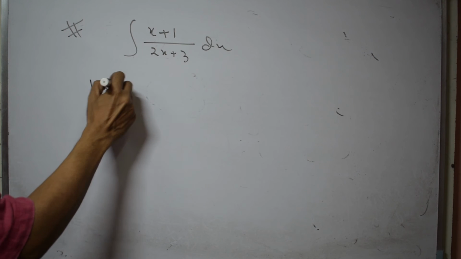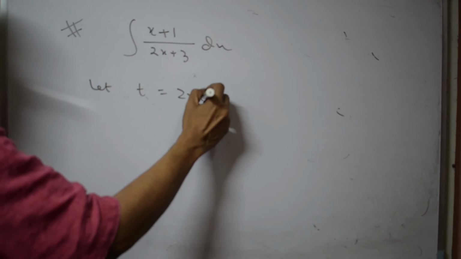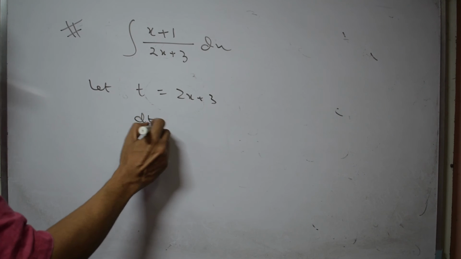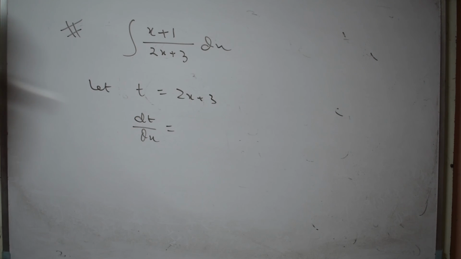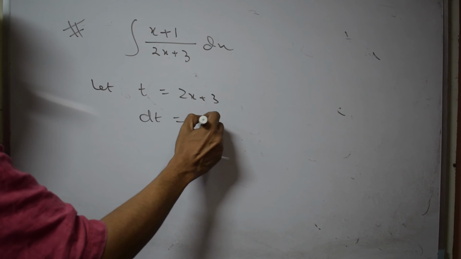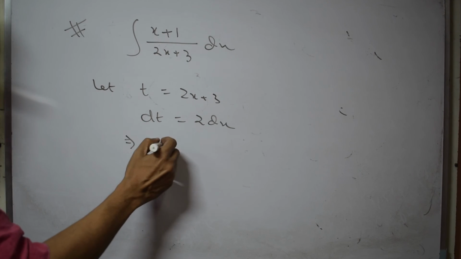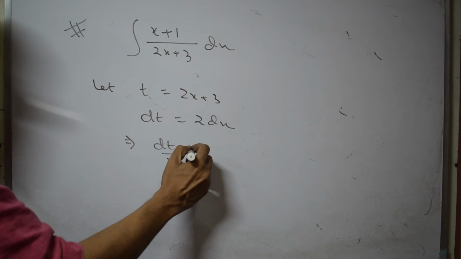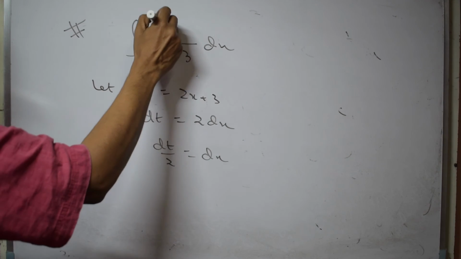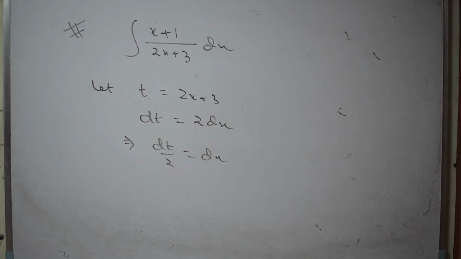So let us take t is equal to 2x plus 3. So we have to differentiate, dt by dx. What we have done, that is dt by dx is 2. Therefore dt will be 2 dx. That means dt by 2 will be dx. Now what is happening in the numerator? We are getting an extra x. So that x is the problem.